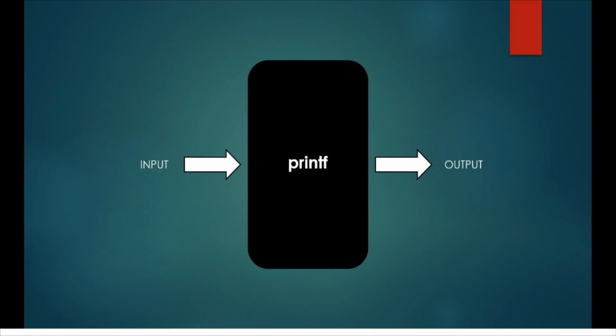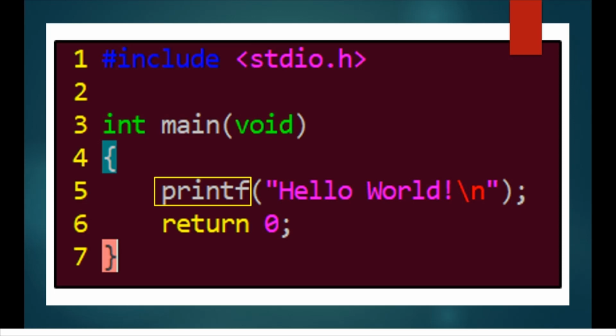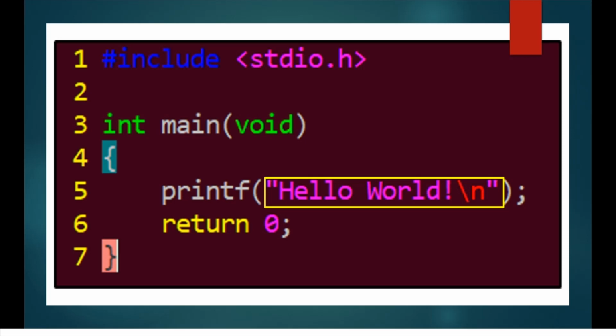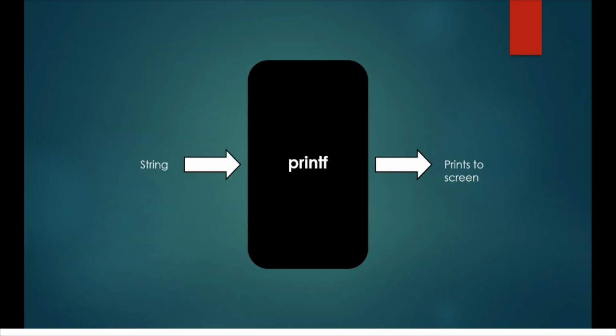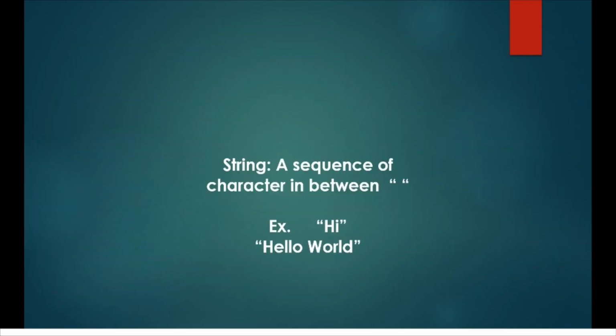And the way that you would use this printf function is that you would call the printf function by typing its name, printf, followed by open and close parentheses. And inside these parentheses, you can supply an input to the printf function. The input that printf expects you to give it is what's known as a string. And a string is just anything between double quotes.